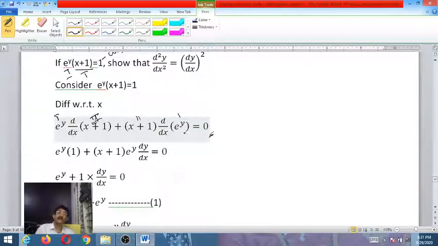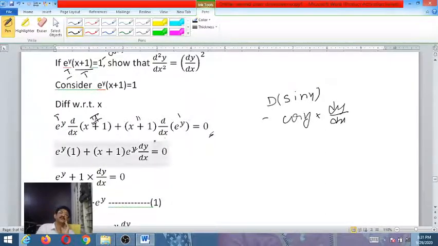Now look here. The derivative of e power y with respect to x is e power y into dy by dx. What is the derivative of sin y? It is cos y into dy by dx. So e power y into dy by dx. Okay, now look here. This x plus 1 into e power y is there, isn't it? What is the value of x plus 1 into e power y? It is 1. So we write it is 1 into dy by dx equals 0.